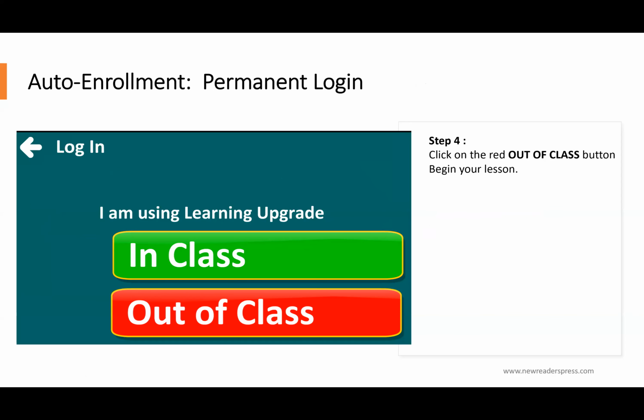The next thing they're going to see is going to be a screen that will ask them if they are in or out of class. And this is specific to whether they are physically in class or physically out of class. So if you are doing classes face-to-face, you want your students to log in using this in-class green button. And if you have students that are primarily working out of class, you want to have them click on this out-of-class red button.